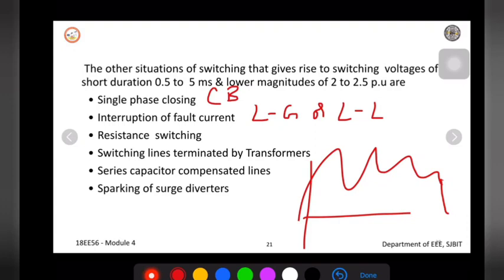The next one is resistance switching used in circuit breakers. There are a few cases where they make use of a resistor to limit the current which is flowing within a circuit breaker.